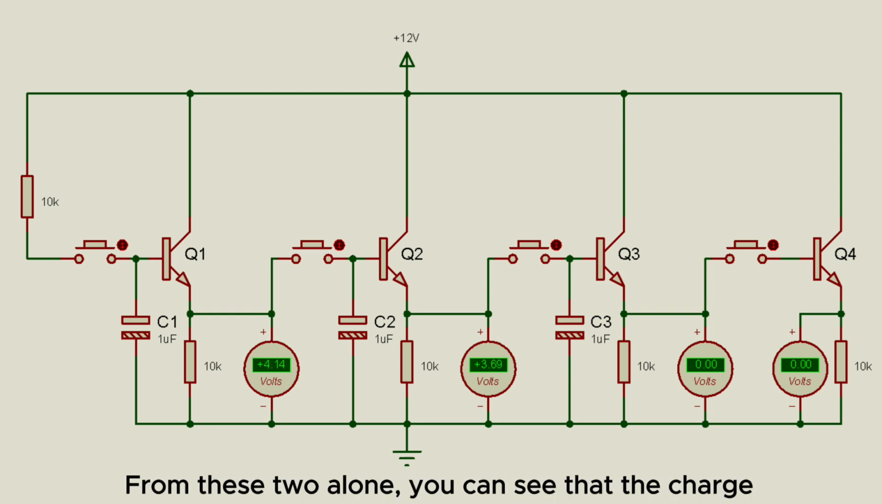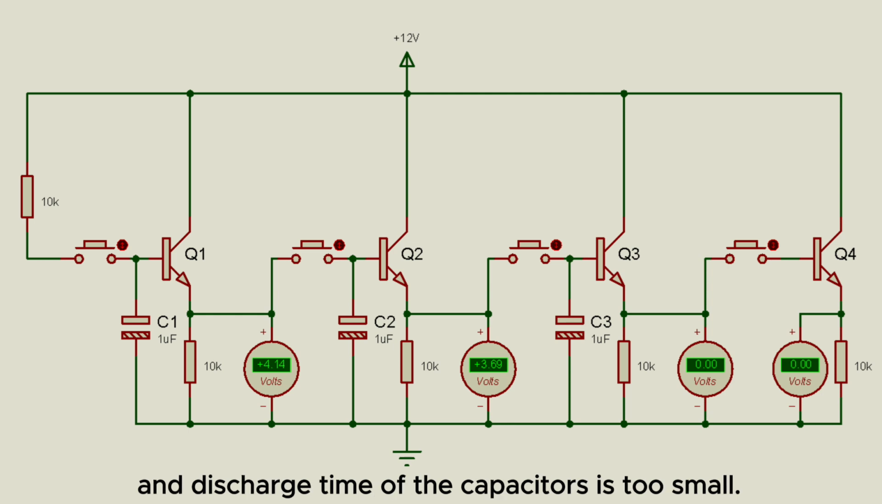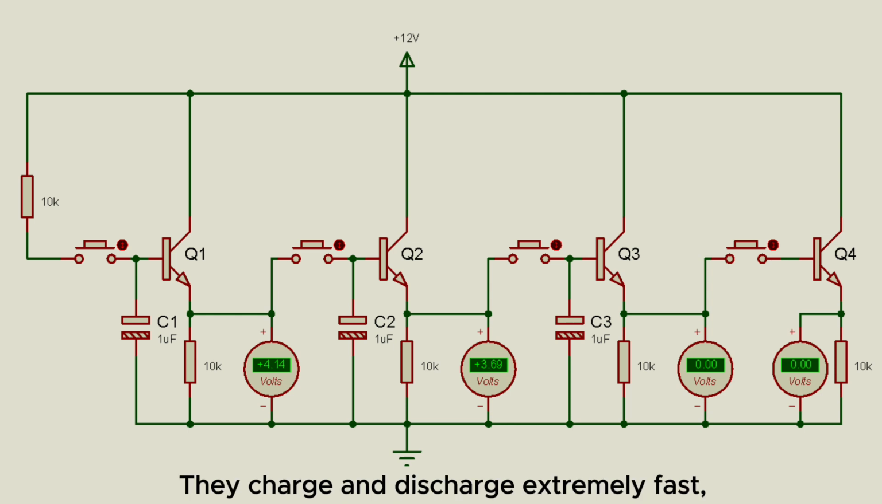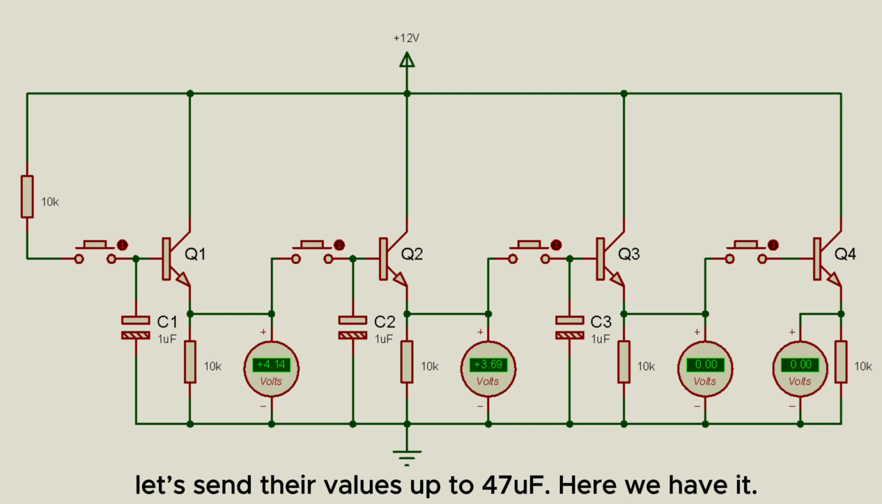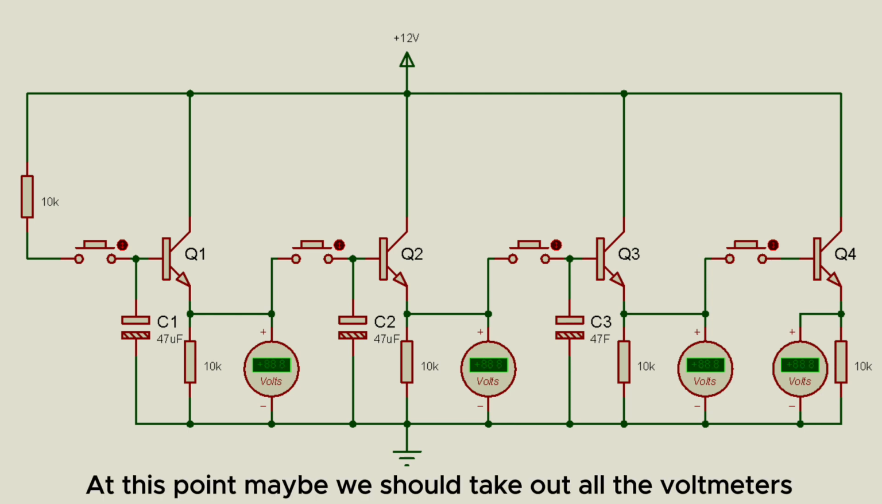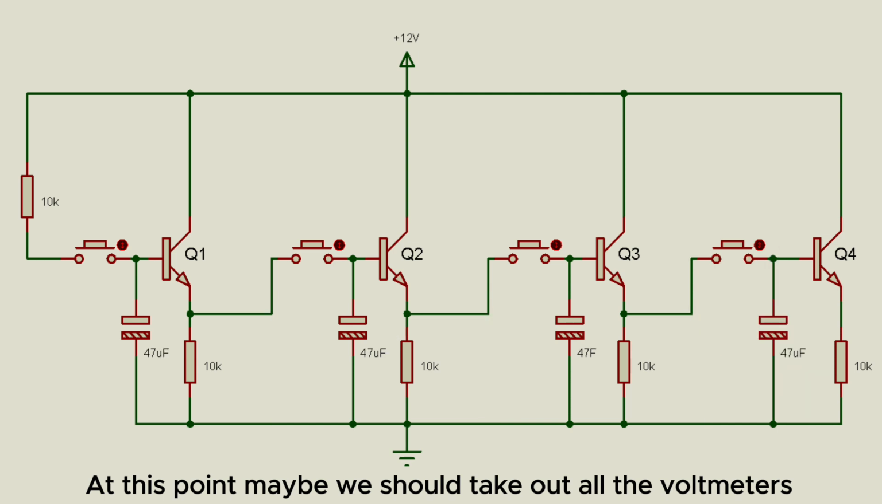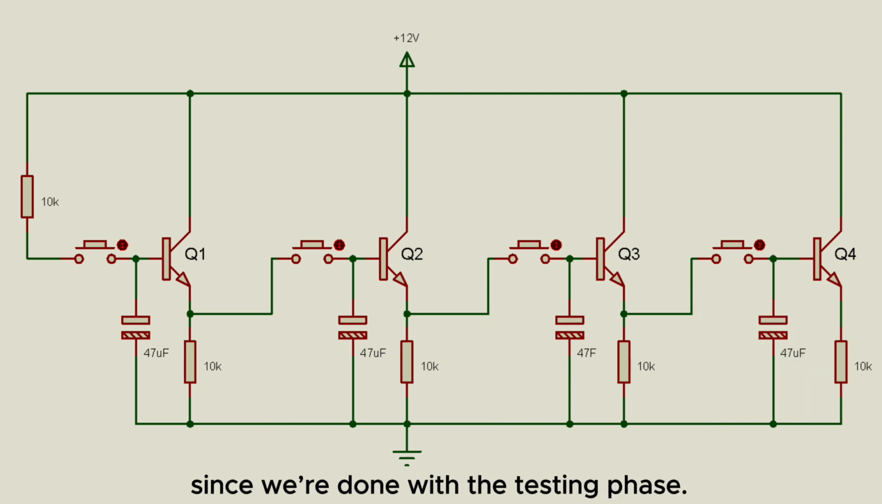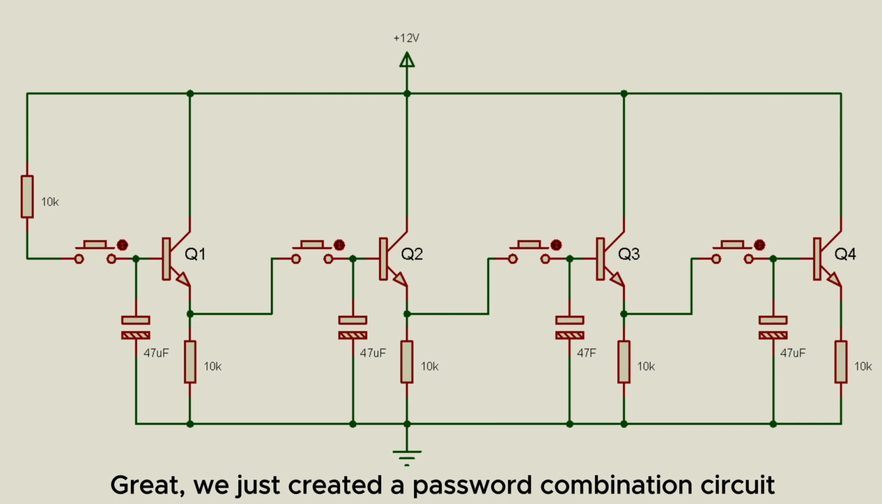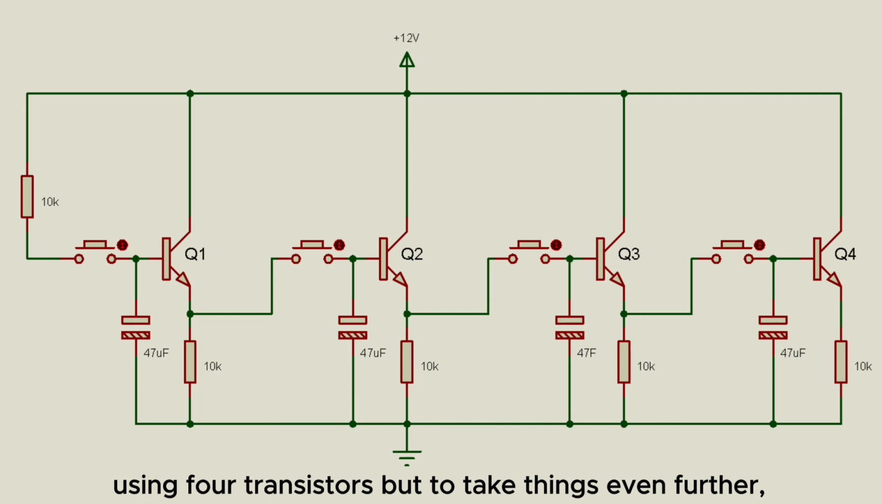From these two alone, you can see that the charge and discharge time of the capacitors is too small. They charge and discharge extremely fast. This is due to their small capacitance. Let's send their values up to 400 microfarads. Here we have it. At this point, maybe we should take out all the voltmeters since we are done with the testing phase. Great, we just created a password combination circuit using 4 transistors.